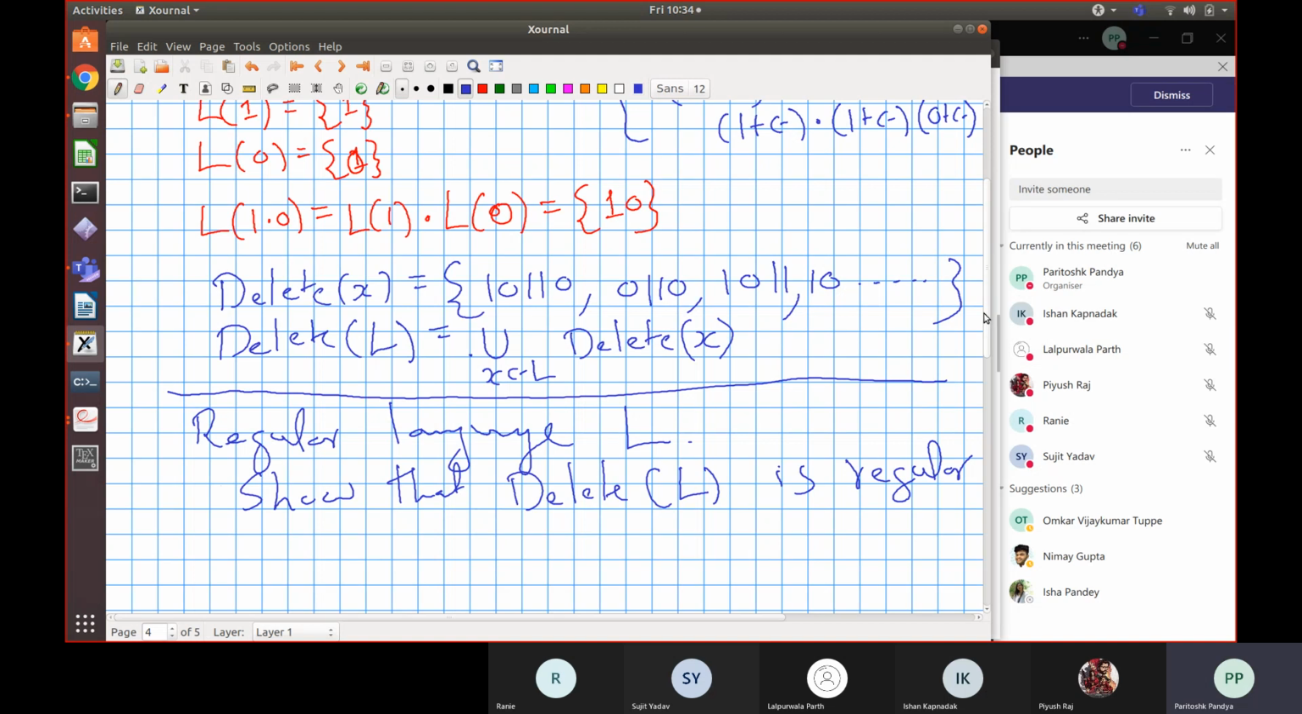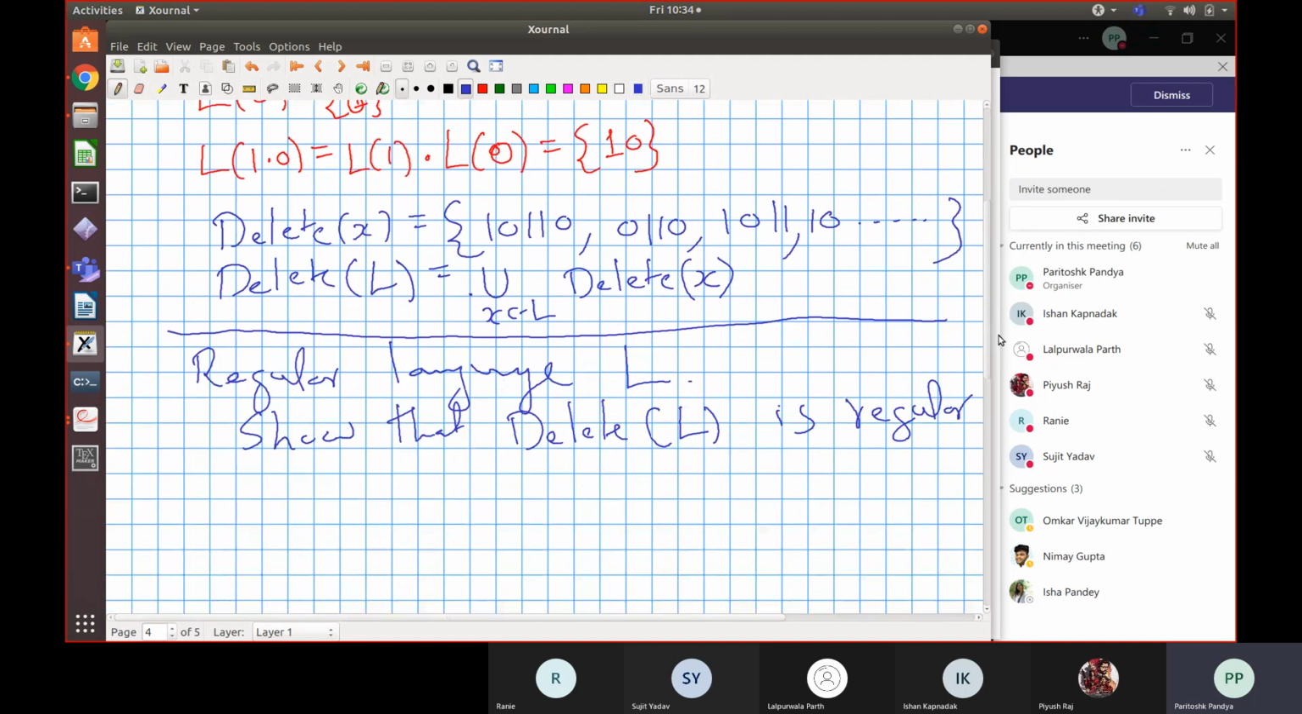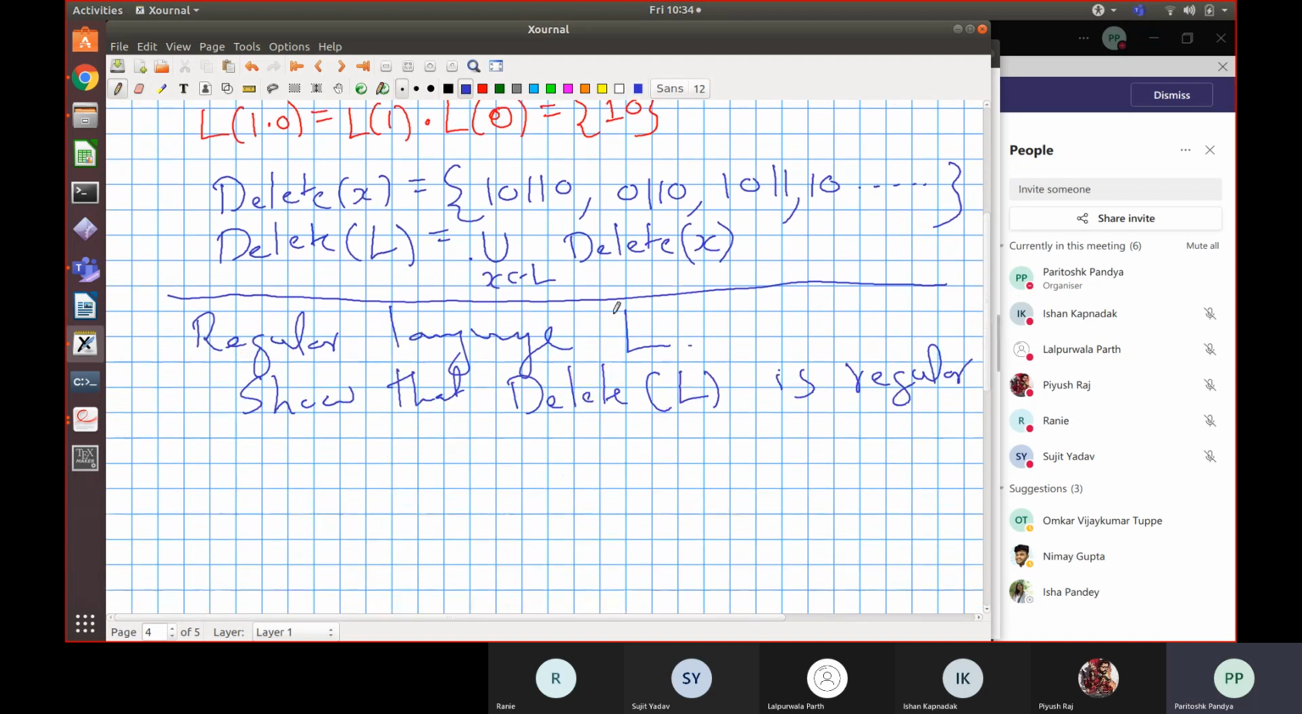I showed you the trick for this one particular word, but now we are given a regular language L. So any suggestions? These are called closure properties. Regular languages are closed under this delete operation. That is what we are saying. If L is regular, then delete of L is also regular.